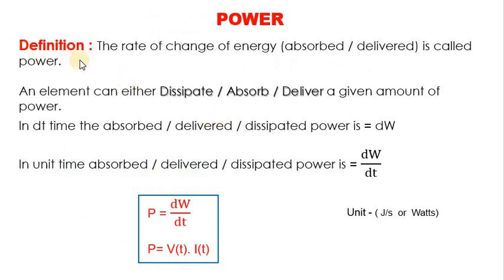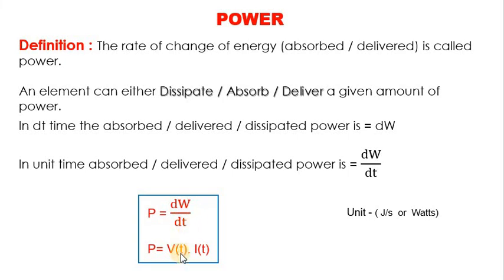Now if I go by the definition, power is the rate of change of energy, either absorbed by the element or delivered by the element. The element can either dissipate, absorb or deliver that power. So if in dt time the absorbed, dissipated or delivered energy is dW, then in unit time the power will be dW by dt. So this becomes the formula to calculate the power: P is equal to dW by dt.